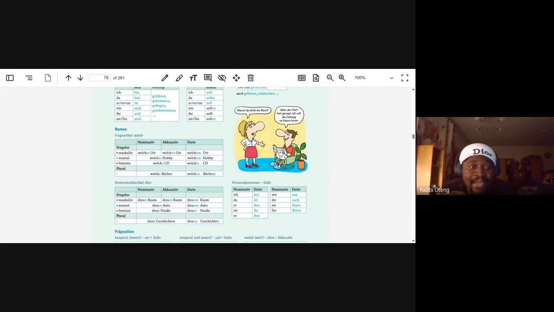Then, was noch? Ja, diese Straße. So they also change under each case.